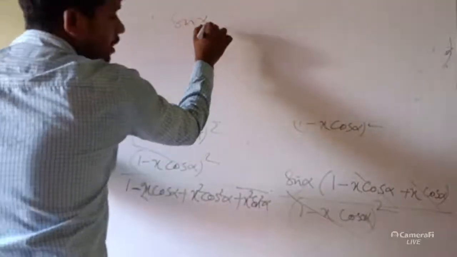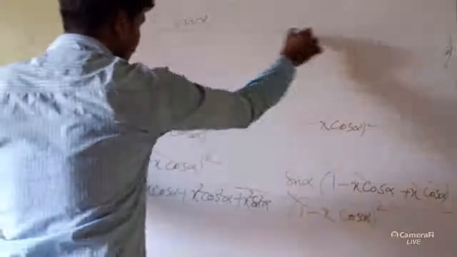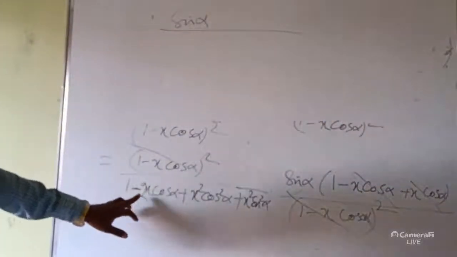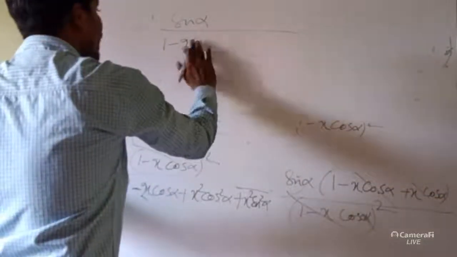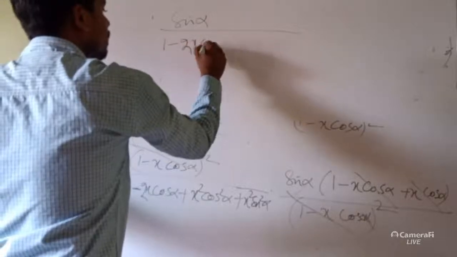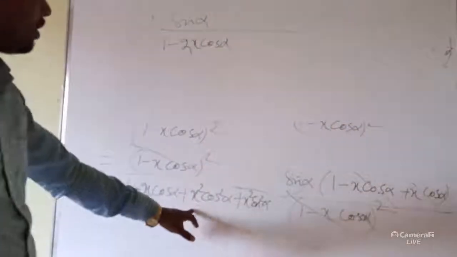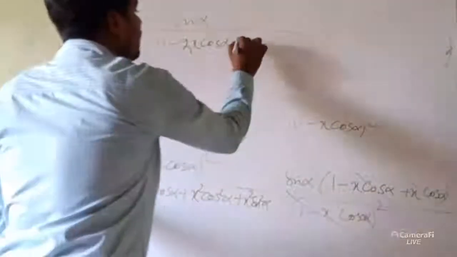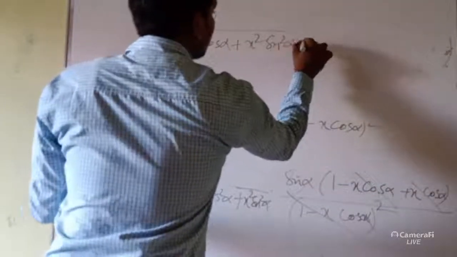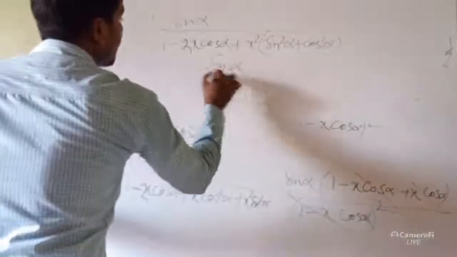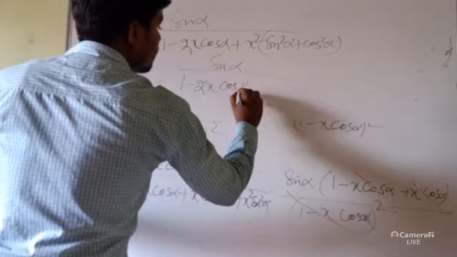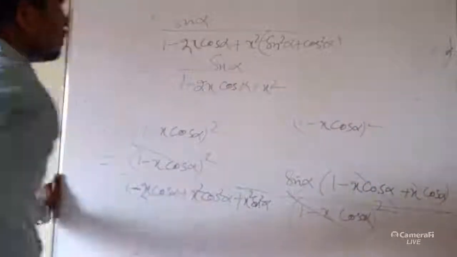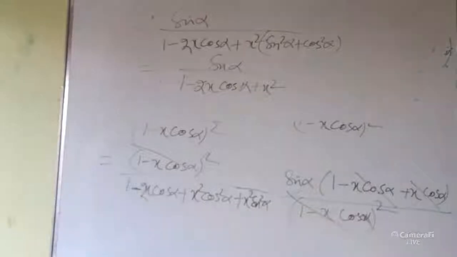Now it becomes only sin alpha into 1, which is only sin alpha, divided by 1 minus 2x cos alpha. If we take x square as common, then this becomes sin square alpha plus cos square alpha, which is 1, so only x square remains. So this is sin alpha by 1 minus 2x cos alpha plus x square. Now this is the answer of this question.